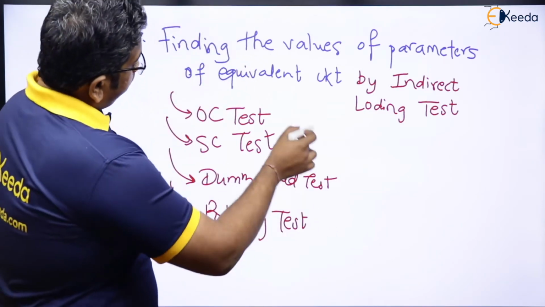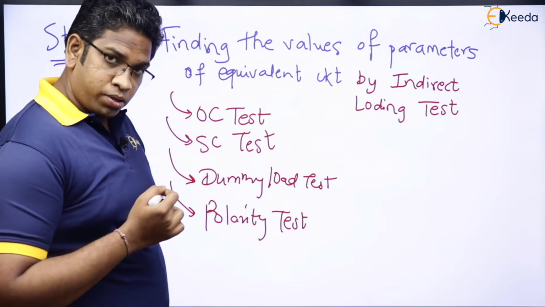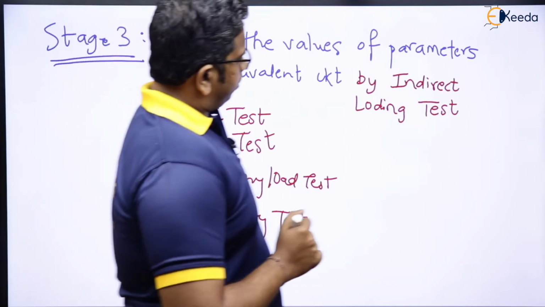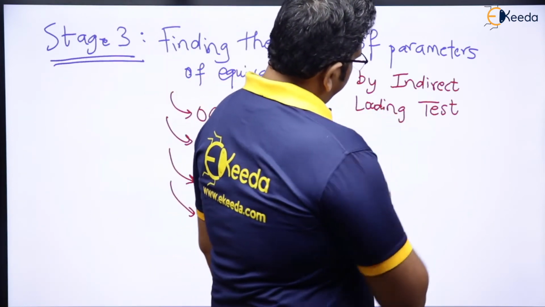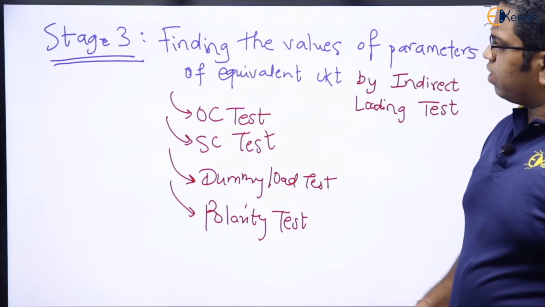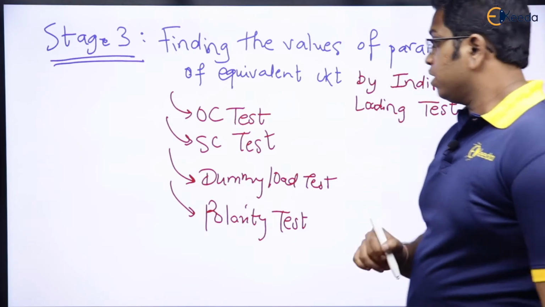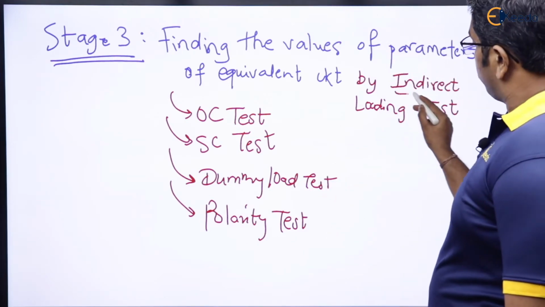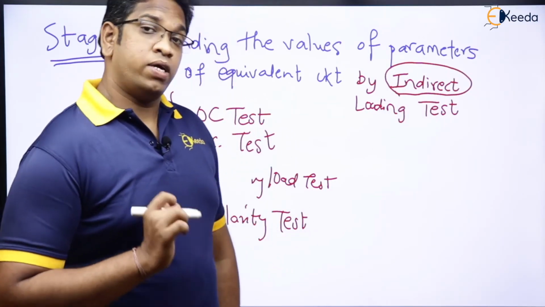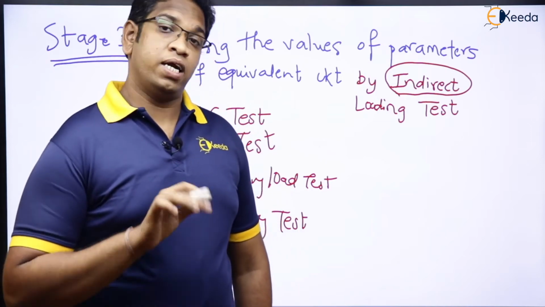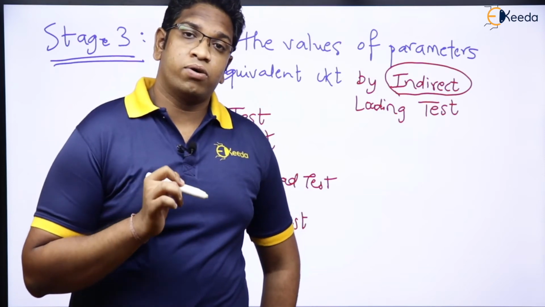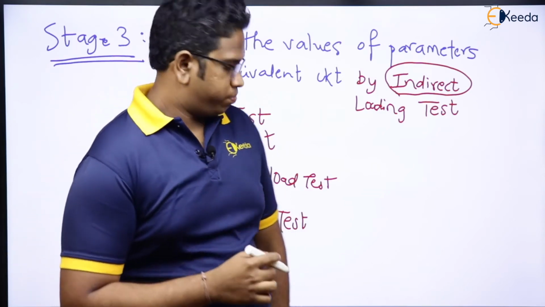Now these are the few tests which have to be performed on that particular machine so as to get the parameter values. Now you will ask me, sir, but why should we do this? OC test, SC test, dummy load test, but what is the need? Is there any other way? And another point: I talked about indirect loading. Students asked, sir, what is the meaning of indirect loading test and direct loading test? Let us see.